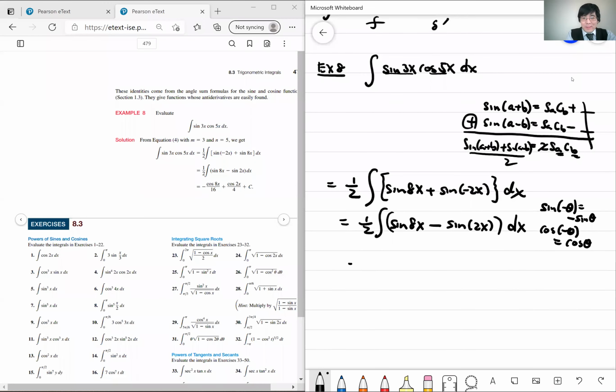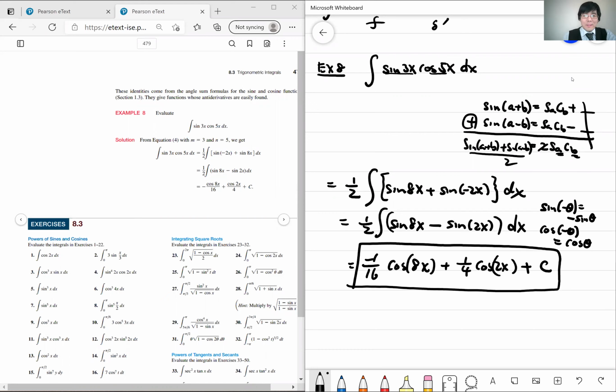Now you can integrate it. Integral of sine will be negative cosine. So it's going to be cosine of 8x, but you have to divide it by 8. And this one will be plus 1/4 cosine 2x. And don't forget to add c. So that's how we handle this kind of expression.